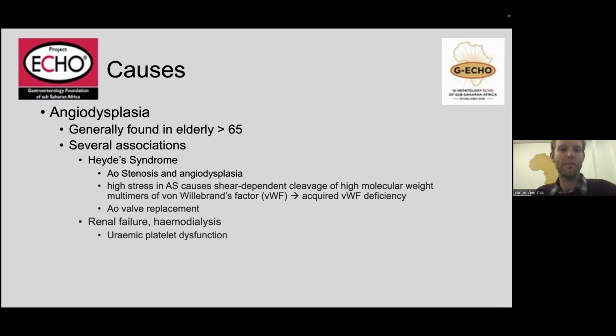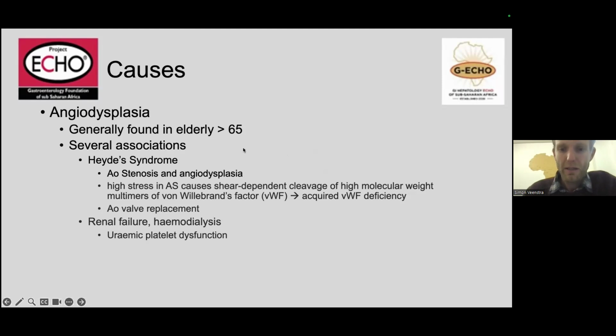So angiodysplasia, as I've mentioned, is your most common cause in general, and it's mostly found in your elderly, older than 65. It's got several associations. The big one that I think everyone is familiar with is Heyde syndrome, which is your association with aortic stenosis. And that's caused by high stress over the aortic valve, which results in cleavage of these high molecular weight multimers of von Willebrand's factor, which results in an acquired von Willebrand's factor deficiency.